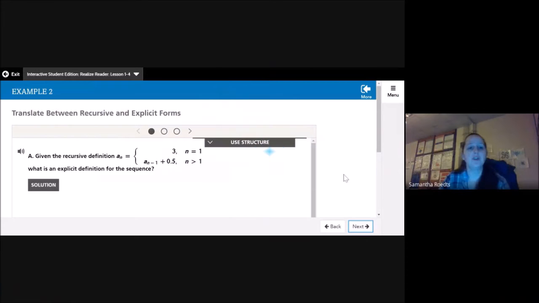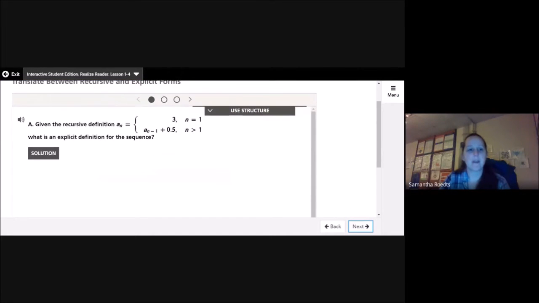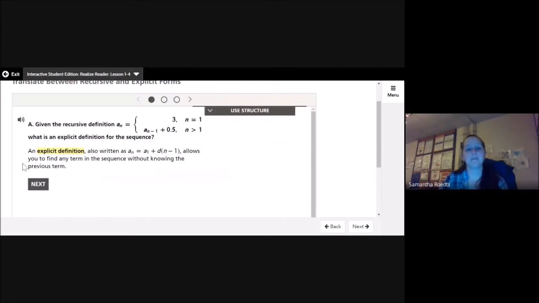All right, example 2, translate between recursive and explicit functions. So given the recursive definition, a sub n equals 3, where n equals 1, and a sub n minus 1 plus 0.5 when n is greater than 1, what is the explicit definition for the sequence? An explicit definition, also written as a sub n equals a sub 1 plus d times n minus 1, allows you to find any term in the sequence without knowing the previous term.